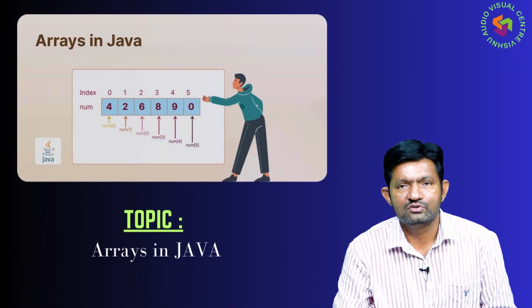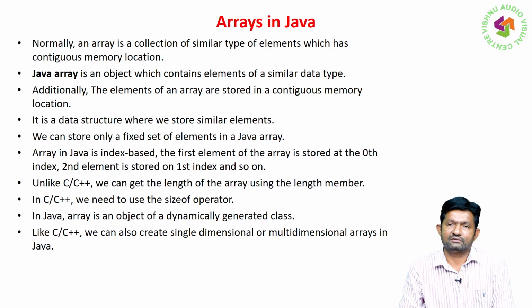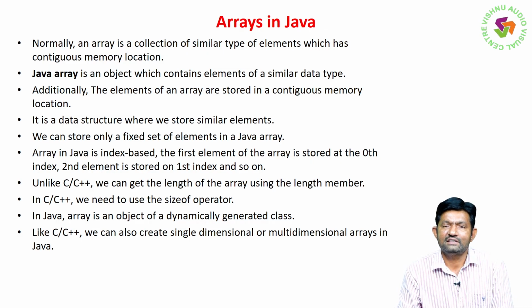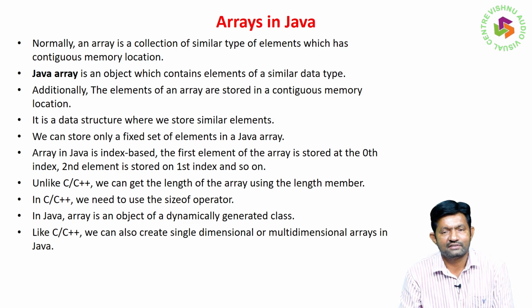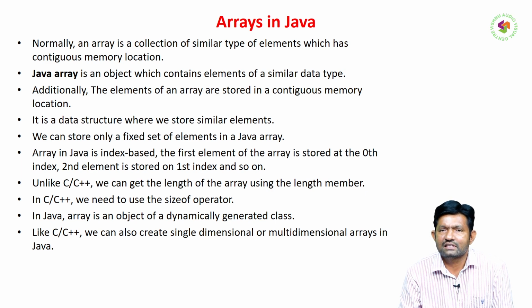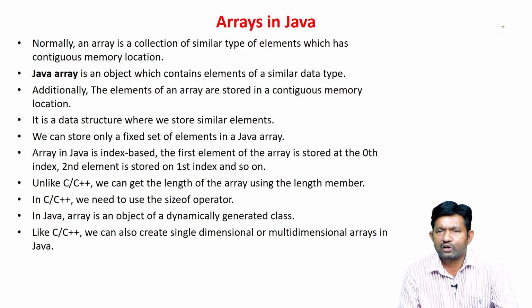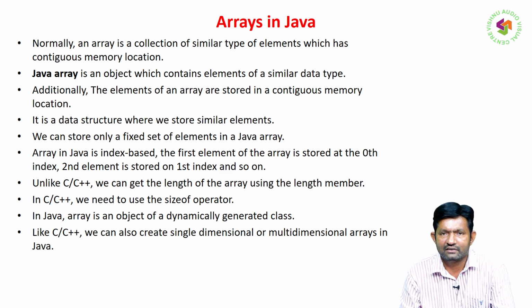Arrays in Java. First of all, what is an array? An array is a contiguous memory allocation of similar data types. Normally, an array is a collection of similar type elements, that is, the data type is the same, the type of elements are similar.